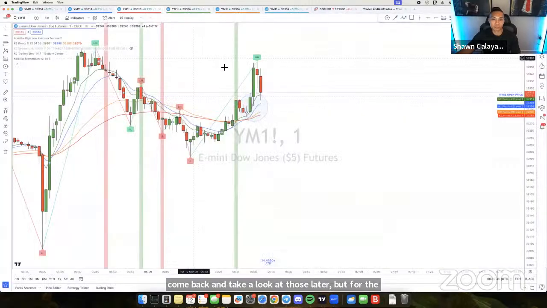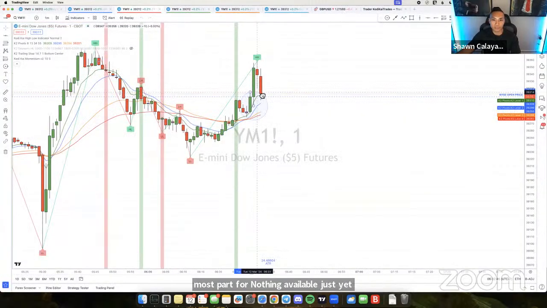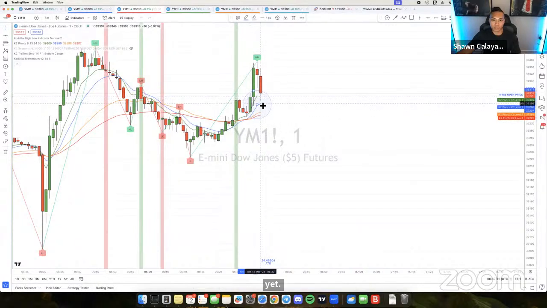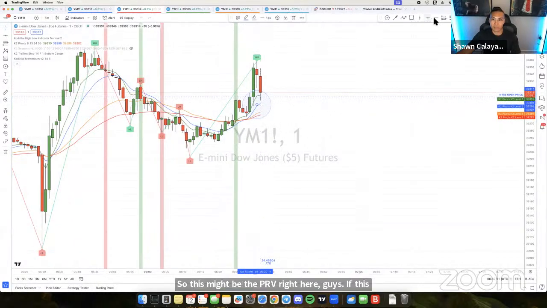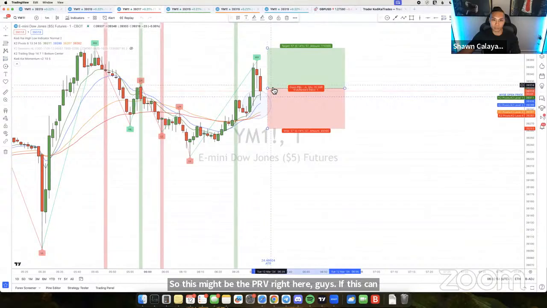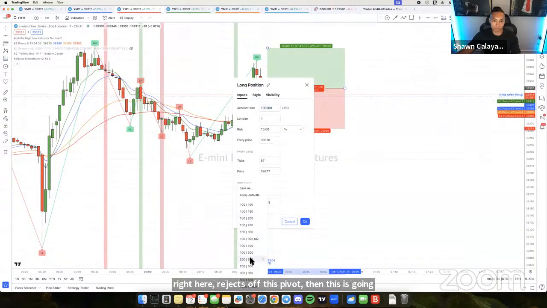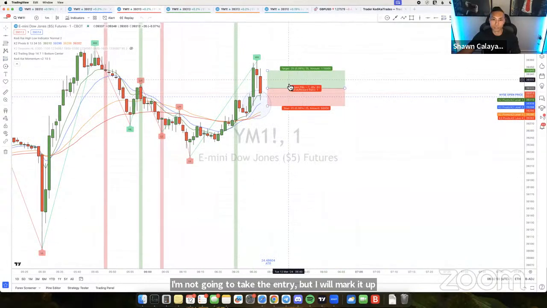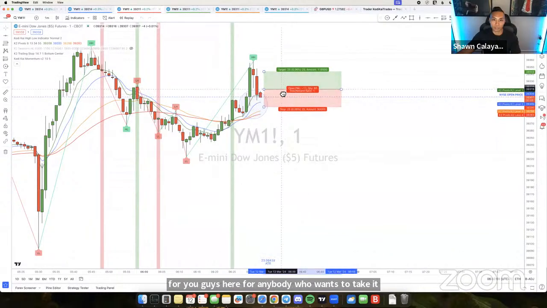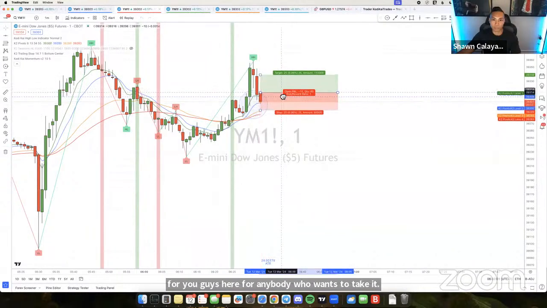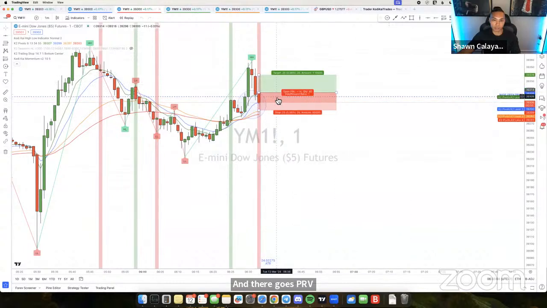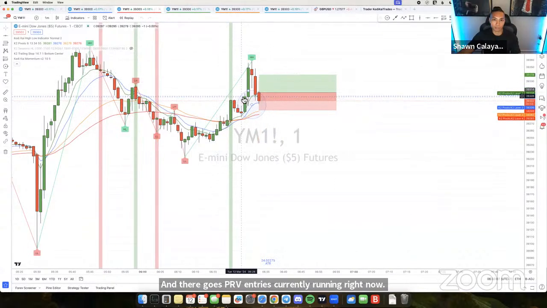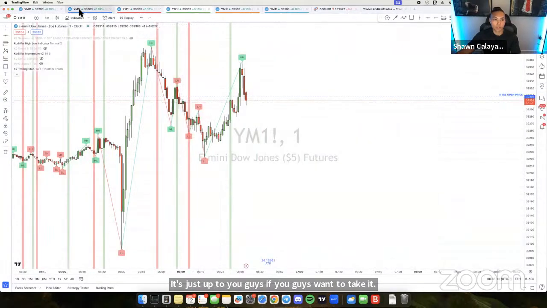So this might be the PRB right here, guys. If this candle right here rejects off this pivot, then this is going to be the PRB entry. I'm not going to take the entry, but I will mark it up for you guys here for anybody who wants to take it. And there goes the PRB entry. So the PRB entry is currently running right now. Again, I'm not in this position. It's just up to you guys if you want to take it. I'm waiting for the breakout V3. So no entries available for me yet.